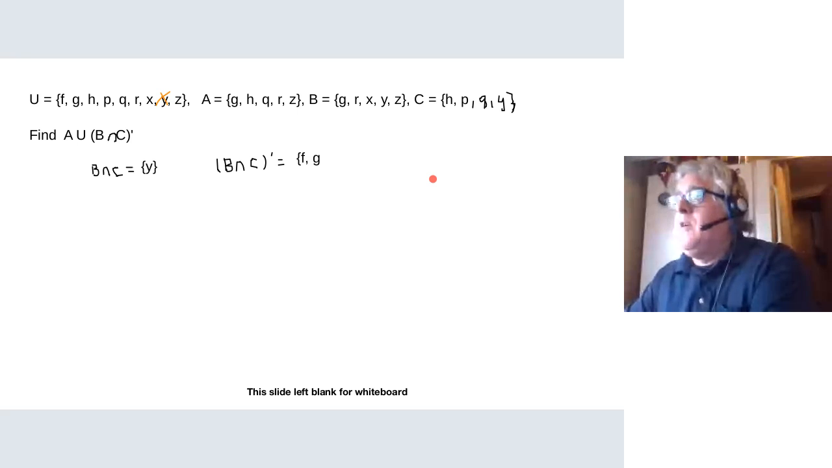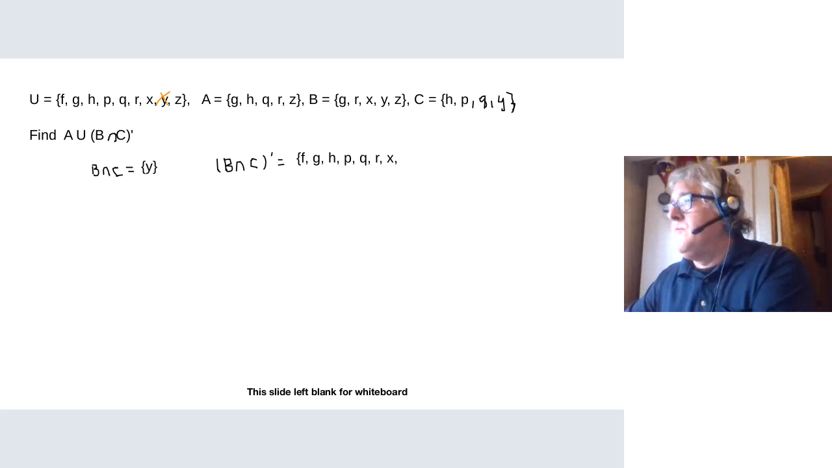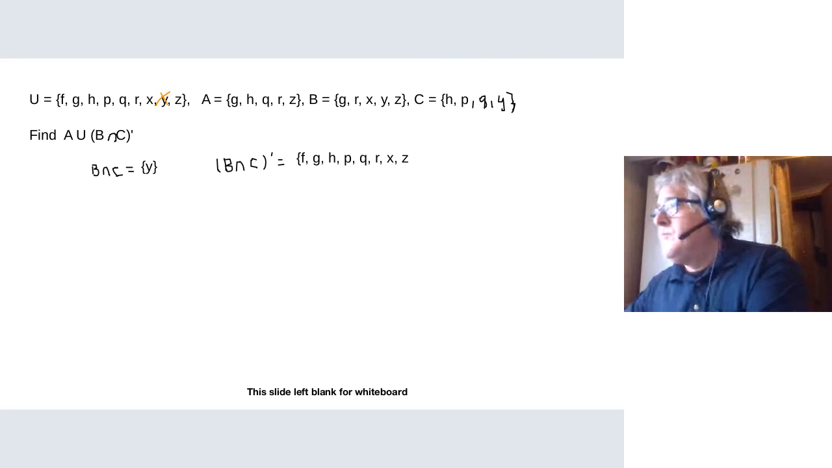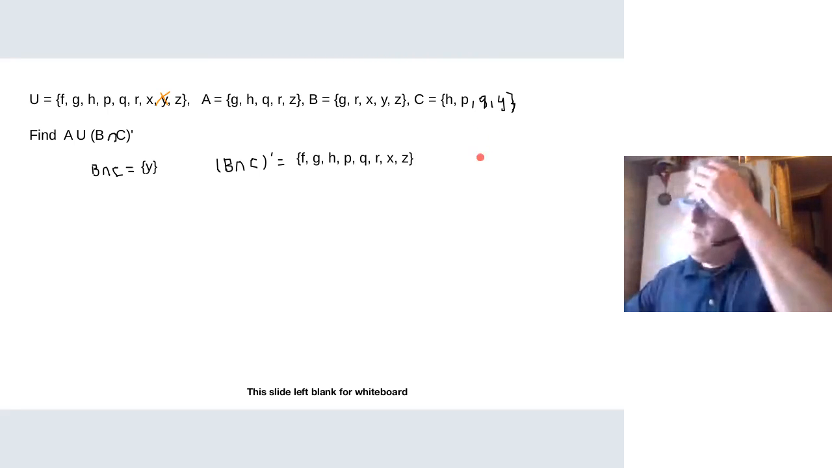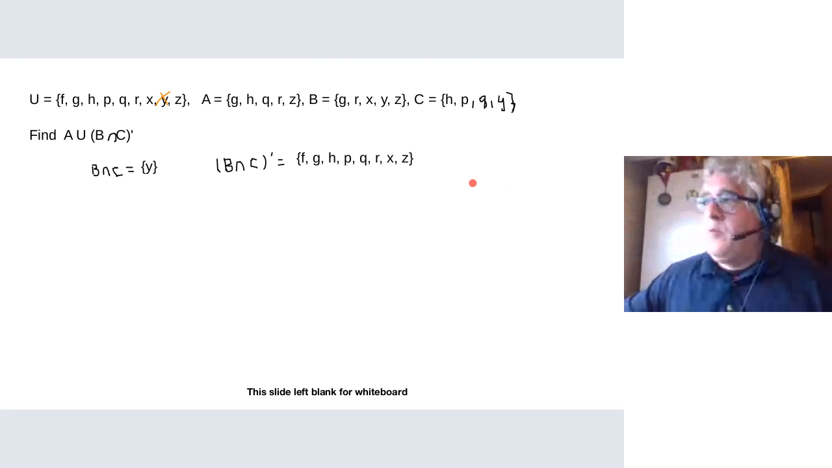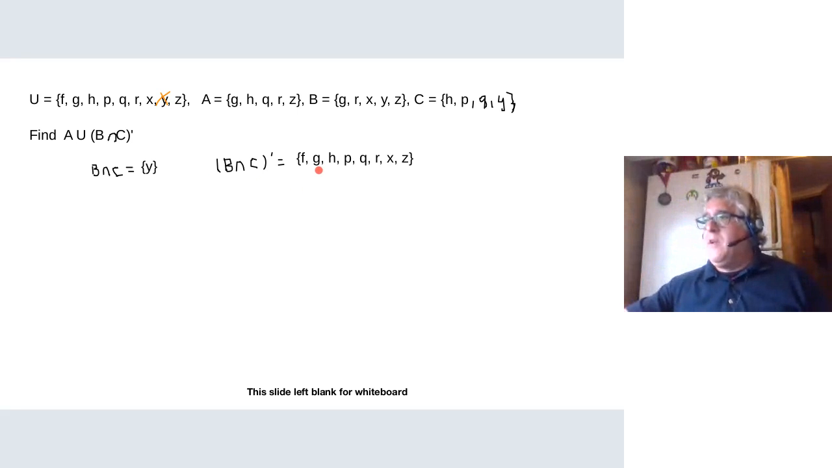So F, G, H, P, Q, R, X, Z. Because now you know you got the complement, because if you take the complement and that set itself and put them together, you get everything back.